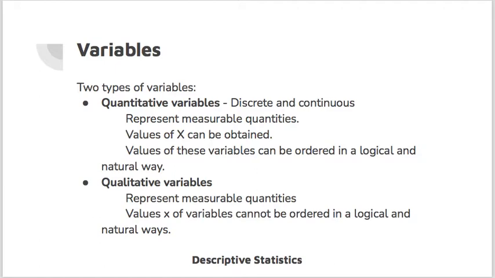In the same way, the other type is the qualitative variable, which also represents quantities, where the difference is that the values x of the variable cannot be ordered in a logical and natural way. For example, what we gave for quantitative were the size of your shirt, size of your shoes, number of colleges in the city, number of universities in the state. So it's a definite and ordered way.